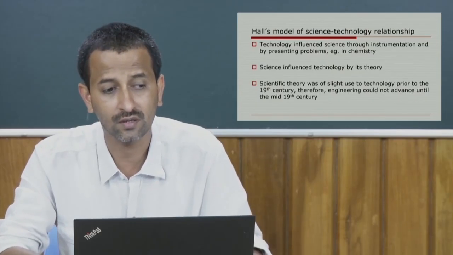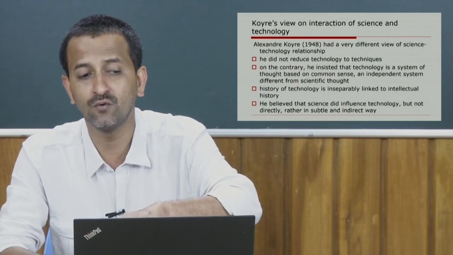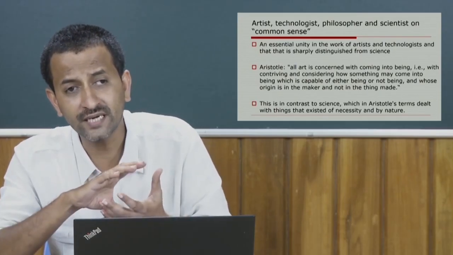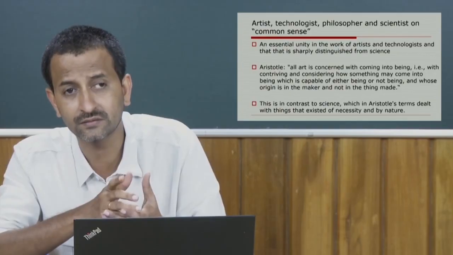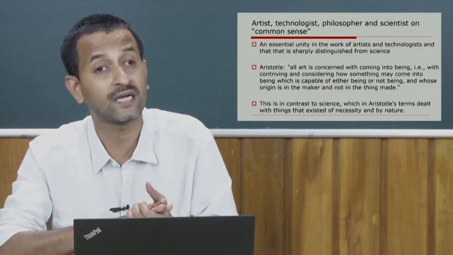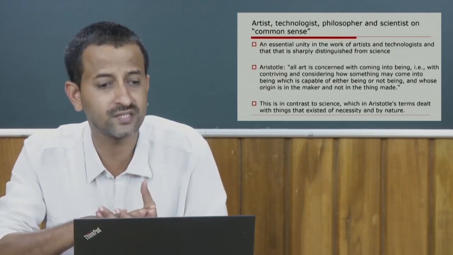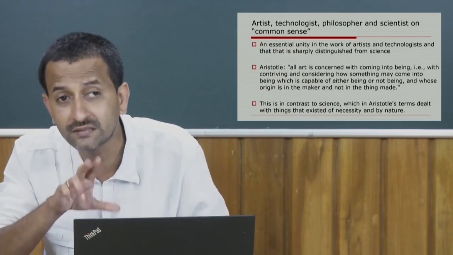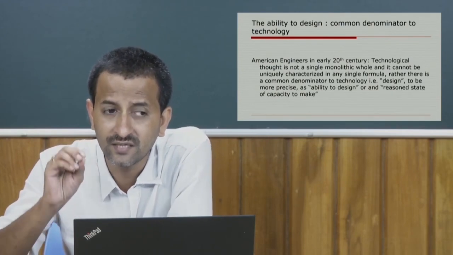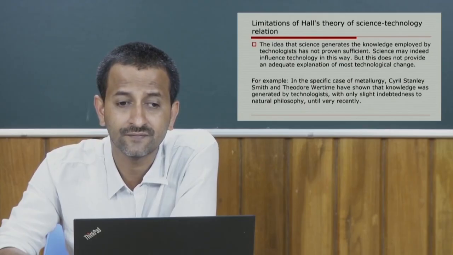We also discussed Hall's model of science technology relationship in contradistinction with Coe's view on the interaction between science and technology. Then while looking at the relationship of science and technology since classical antiquity, we looked at the Aristotelian version of it, and the views of artists, technologists, philosophers and scientists on common sense, the ability to design, a common denominator to technology.